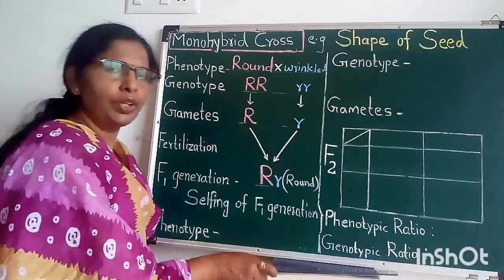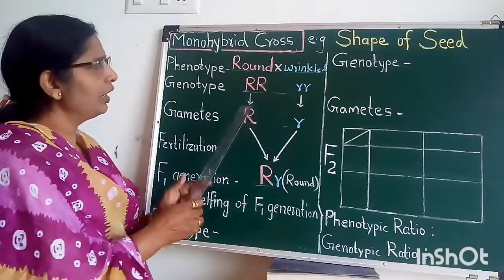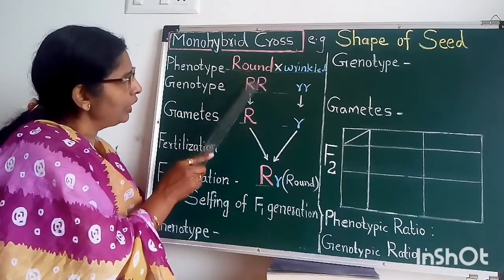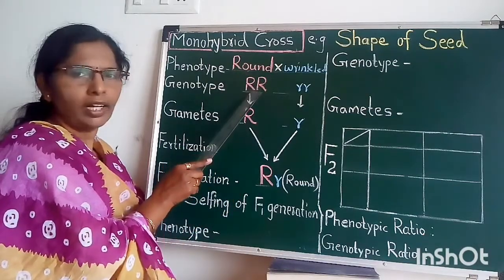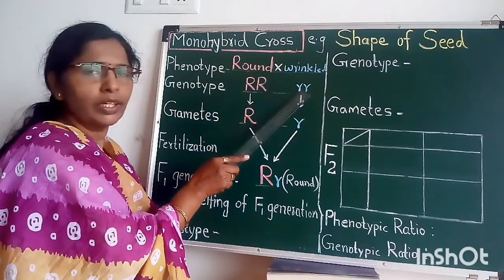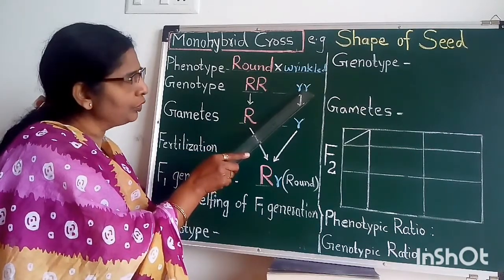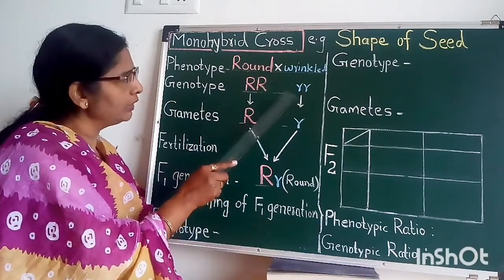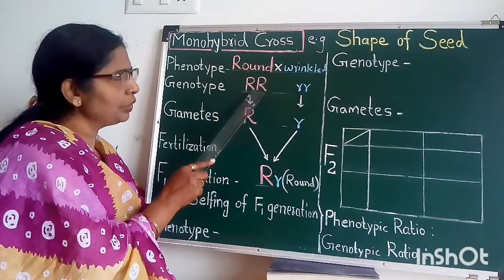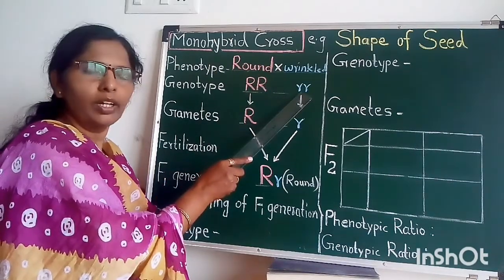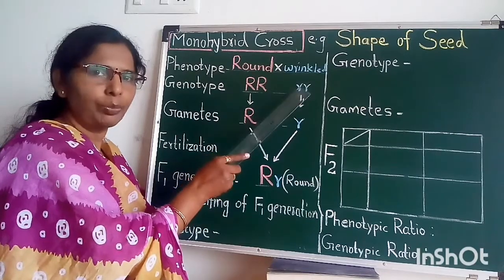Now one thing that you have to remember is, whenever we are using the genotypes, for round we have taken R and R, but for wrinkled we can't use W as the alphabet. So this you have to keep in your mind. Whenever you are using the genotypes, you just have to use capital alphabets for the dominant one and small alphabets for the recessive parent.